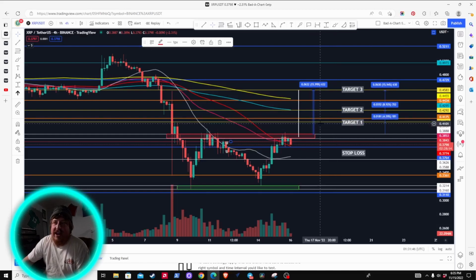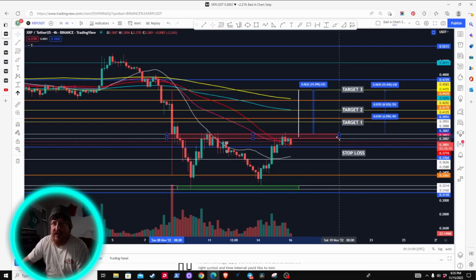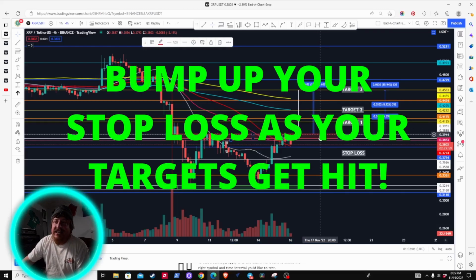So that's just a good strategy to use. Again, I usually just go down below wherever the zone of previous resistance that got flipped to support that made me enter the trade, which in this case was this zone between about 39 and 40 cents, and that's what I bump my stop loss up to. If my second target's hit, then I move my stop loss up to just under my first target, using the same idea.